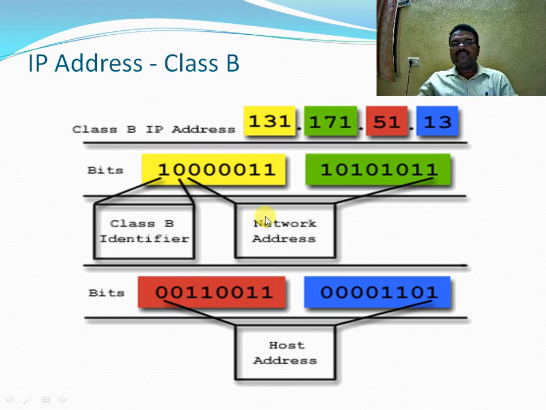So class B can be seen here, wherein among 32 bits, the first 2 bits are class B identifiers, the next 14 bits are used to identify the network address, and the last 16 bits are used to identify the host.